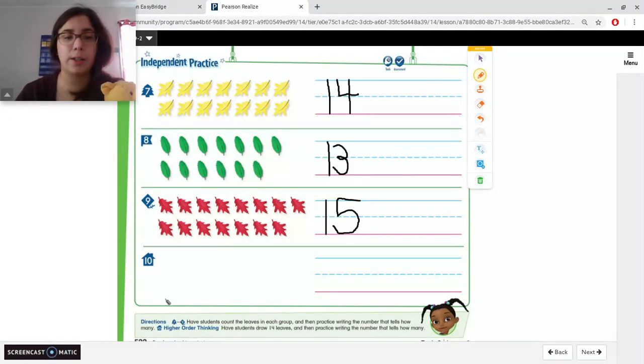Great. Our last problem, we're going to draw 14 leaves. 14. So I need your help. Can you help me count? We're going to draw 14 leaves. Ready? Go.